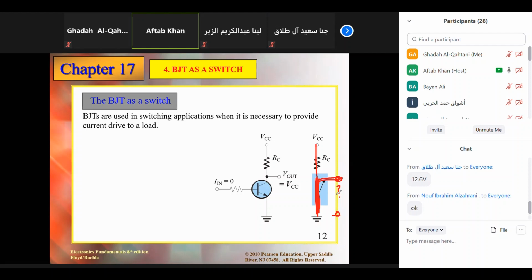In case of close, 0. Yes, Shahad, correct. So it will be 0 when the switch is closed here. So what we will be getting as an output will be 0 because it's a short circuit, and we will not be getting any voltage.